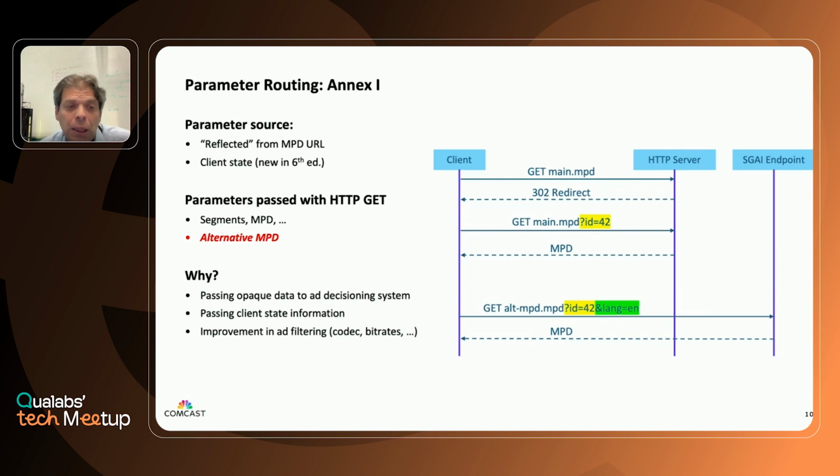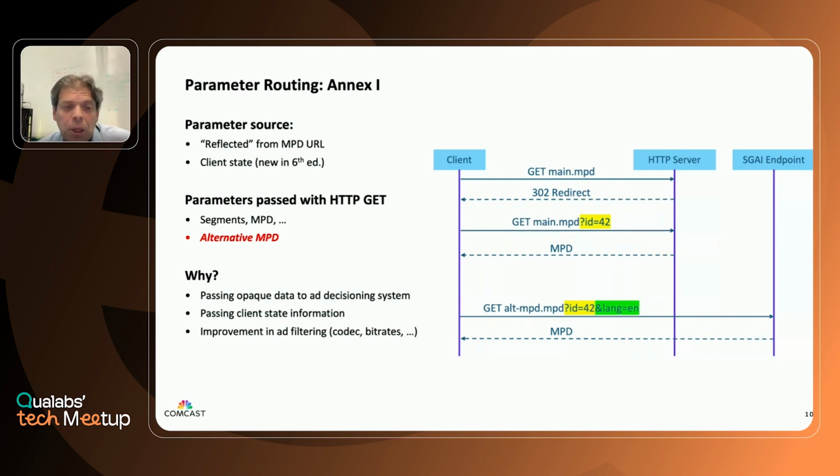And one of the options is to pass them with an alternative MPD request. Why would you do this? Several things. First of all, let's say you want to assign some sort of ID to this session. You, as a deployer, are doing this in an opaque way. Nobody cares how this is done. You don't want to affect the cacheability of your MPD. So you do the redirect, and then continue always requesting with this ID, and you also remember this ID value.